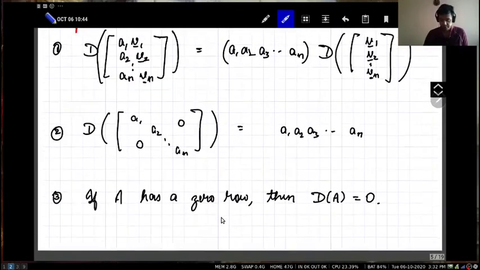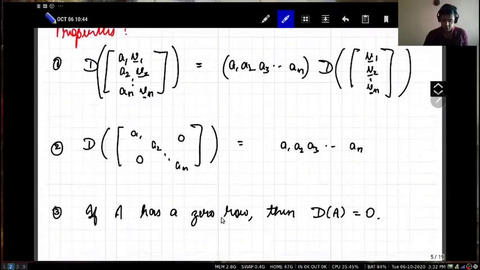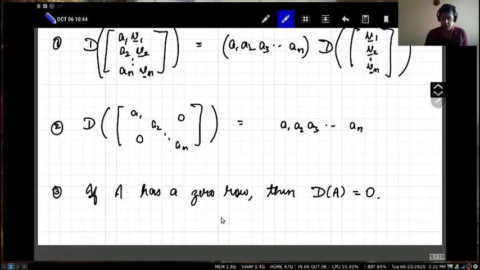Okay. So the third consequence of the definition of D is that if A has a 0 row, A could be any matrix, it need not be diagonal, then D of A is equal to 0. So I want you to pause this video and think about why that is the case.